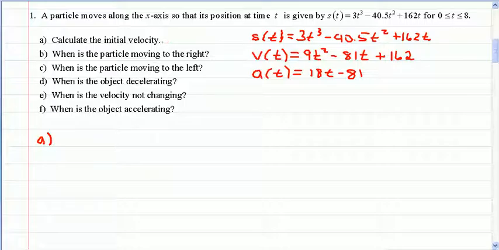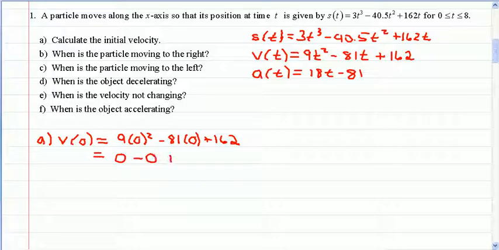Calculate the initial velocity. The initial velocity is found using the velocity function at the original time, which is t equals 0. So to find the initial velocity, I take v of 0 and substitute it into the velocity function. So that I get 0 minus 0 plus 162, so the initial velocity is 162.